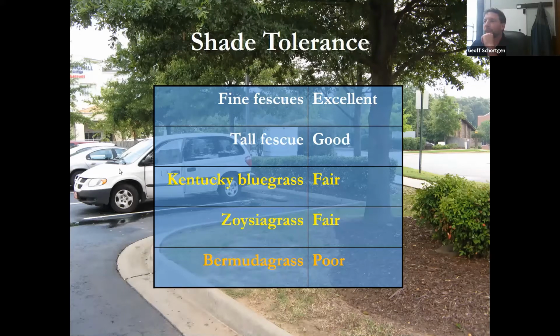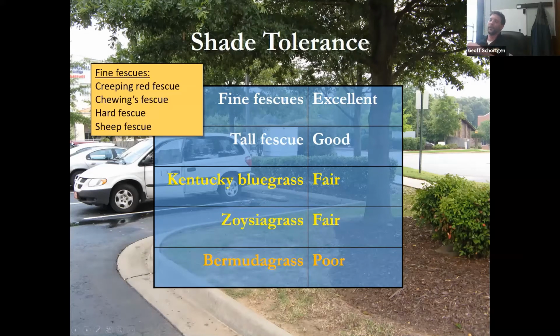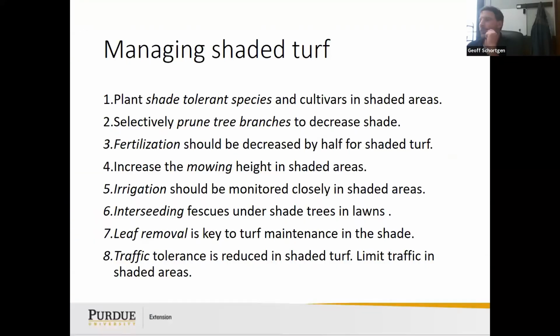And then here we have fine fescues. So anything that is a creeping red fescue, a chewing fescue, a hard fescue, or a sheep fescue. Those are what you are looking for in shade. Here's one of those pictures that has a lot of information. Managing shaded turf, so shade tolerant species. We're looking for fine leaf fescues. Pruning trees. Depending on how well I know the customer, I'll walk up there and suggest, if you really want a good turf, the best thing you can do is cut down your trees. A lot of folks aren't willing to do that, and I understand that. So pruning is an option.